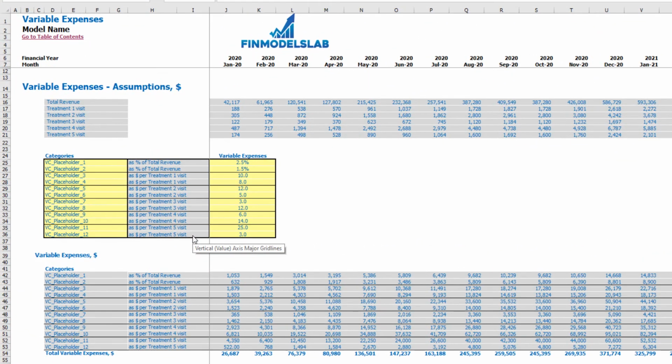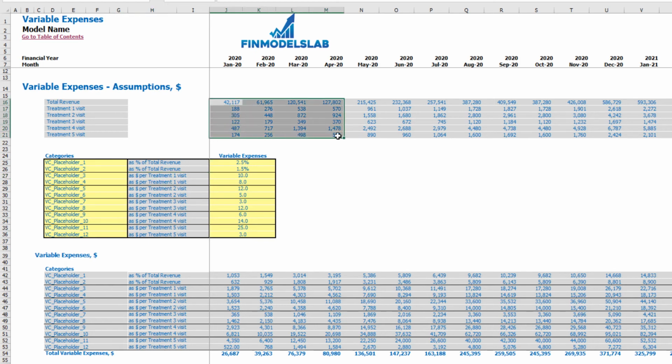On the variable expenses tab you may find up to 12 placeholders to input your variable expenses by different line items. You have different options of how to forecast your variable expenses. The first type is forecast as a percentage of total revenue, and for each treatment you have 2 line items to forecast your variable expense as dollars per 1 visit for a particular treatment.